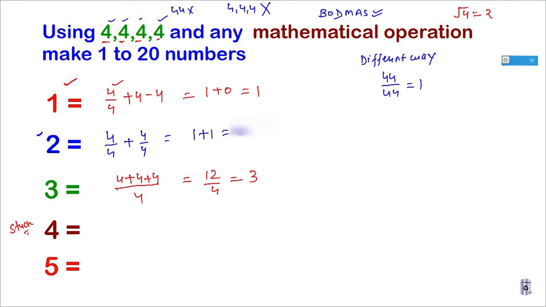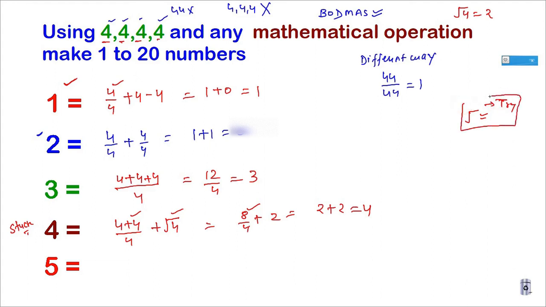So what is the method? If I write 4 plus 4, this is 8, and then I divide by 4, this is 2. And if I take the square root of 4, this portion will become 2, and 8 divided by 4 is 2, and 2 plus 2 is 4. See, by using square root you can do a maximum, but I will suggest you try to avoid this symbol. You can use this symbol when no other way is possible, right?